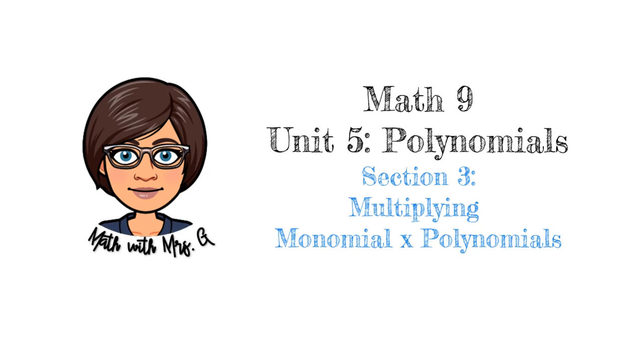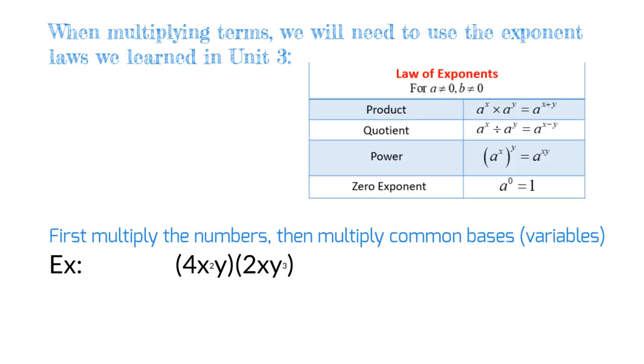In this video, we're going to focus on multiplying a monomial by a polynomial. Before we get started, it's important to remember the exponent laws we learned in Unit 3: the product rule, the quotient rule, the power rule, and the zero rule. These are going to come in handy as we start multiplying different variables. We also need to remember the skills we learned in Unit 4 about distribution.